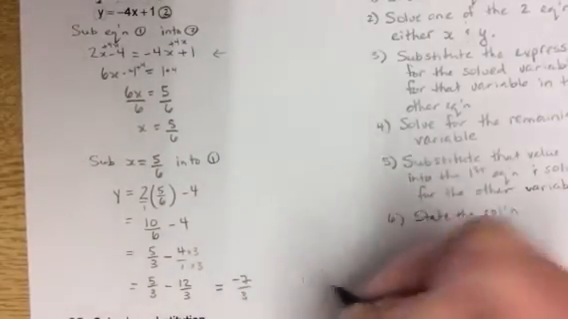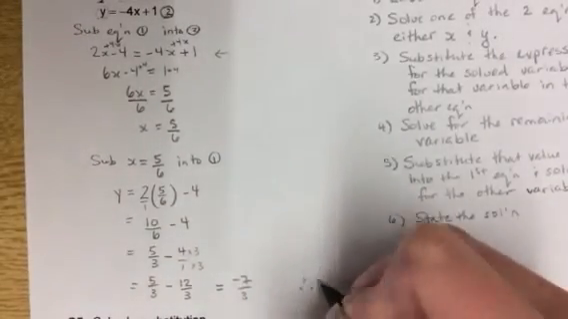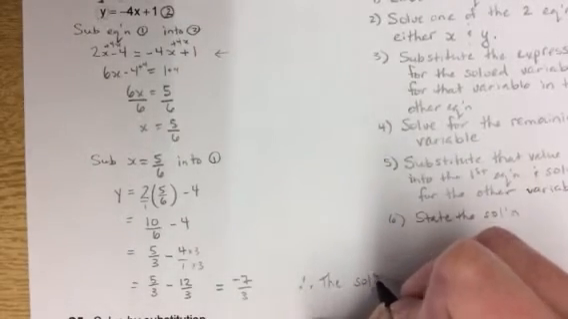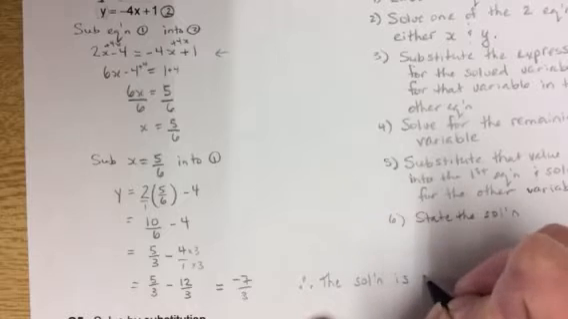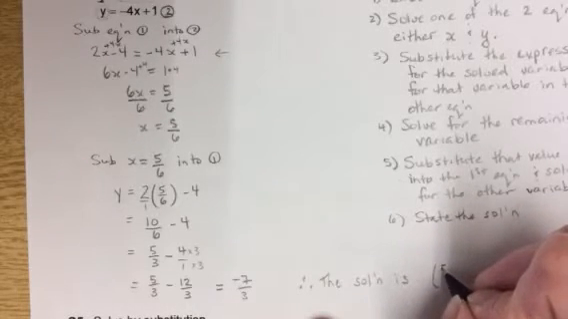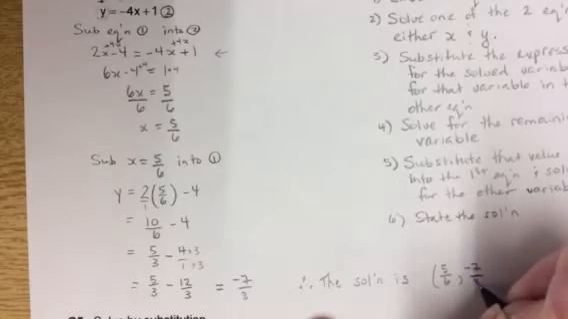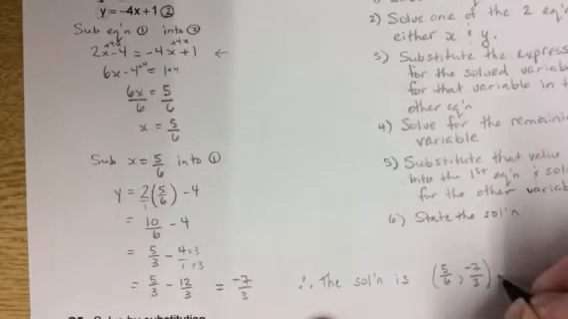So therefore, my last part, stating the solution or point of intersection is, x comes before y. I'm going to put my 5 sixths first, and the y comes second, the minus 7 thirds.